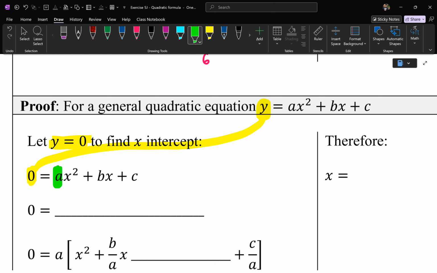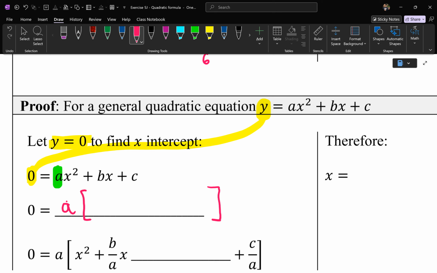Right now it's a. So how do you get rid of that a? What do you have to do? Take it out as a factor. Very good. So take out a. Write this down: take out a as a common factor. So take it out.